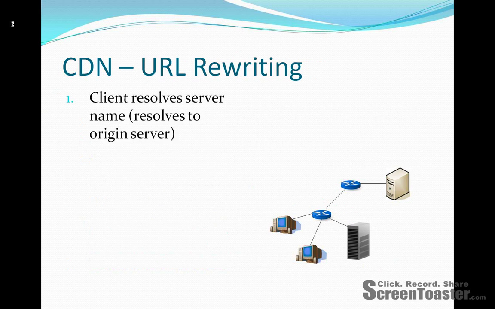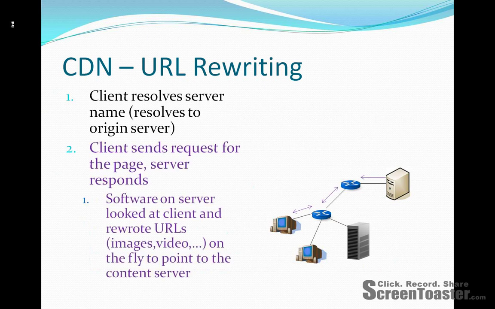Now, with URL rewriting, the client will resolve the server name. Now it'll actually resolve to the origin server. With URL rewriting, a lot of the intelligence is in the client application, where the CDN has some software that will allow the origin server to inject some URLs that will actually point directly to the content servers. So the client will send the request, it will go to the origin server, the software on the server will look at the client and then rewrite the URLs, similar to how the DNS resolution would resolve to a particular content server. It will inject URLs that will point to the specific content server.